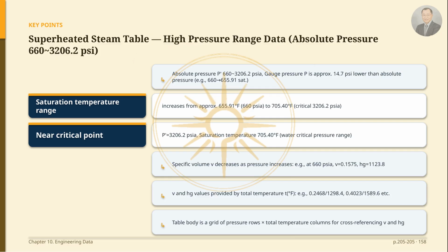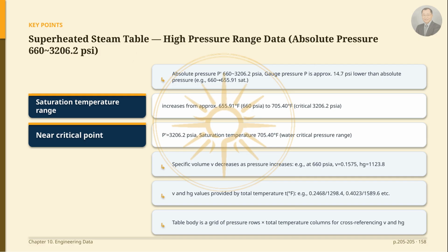I would like to introduce the high-pressure region data of the superheated steam table. This section covers absolute pressures from 660 psi to 3,206.2 psi. The gauge pressure is listed as approximately 14.7 psi lower than the absolute pressure. For example, for an absolute pressure of 660, the saturation temperature is 655.91 degrees Fahrenheit. As pressure increases, the saturation temperature also rises, reaching 705.4 degrees Fahrenheit at the critical pressure of 3,206.2 psi.